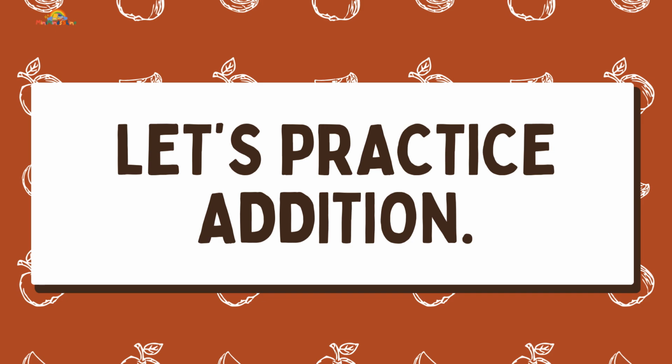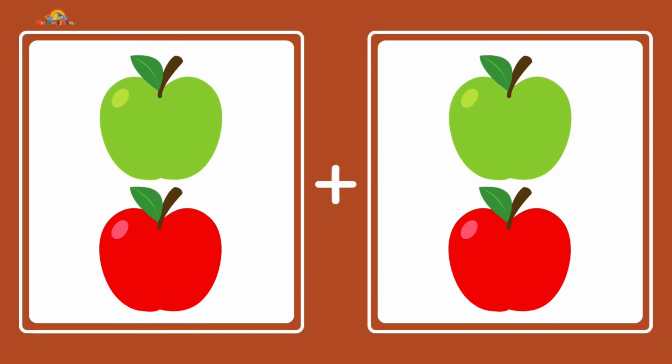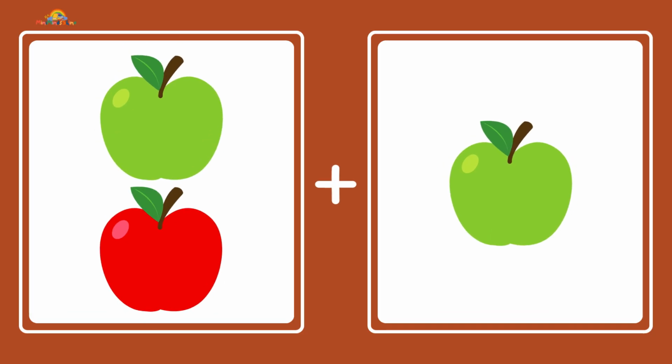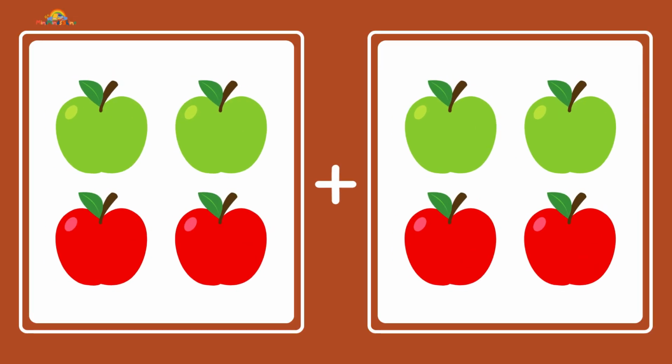Let's practice addition. We have 2 apples plus 2 apples. The answer is 4 apples. 2 apples plus 1 apple. The answer is 3 apples. 4 apples plus 4 apples. The answer is 8 apples.